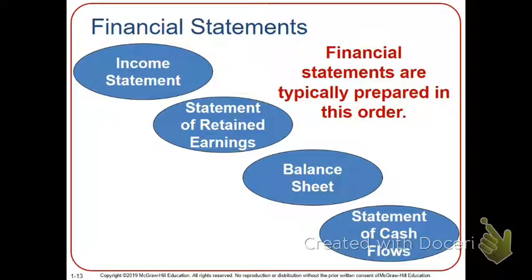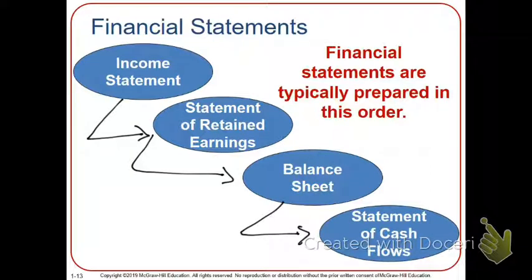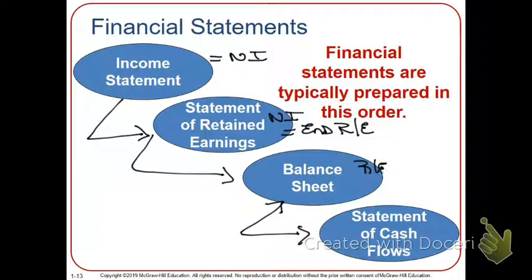All right, so we are going to do the income statement, which is followed by the statement of retained earnings, which is followed by the balance sheet, which is followed by the statement of cash flows. And there's a reason for that, and that's because each one of them has something that the other one needs. Actually, the last two could be done at the same time, because the income statement produces net income, and net income goes on the statement of retained earnings. And the statement of retained earnings gives us ending retained earnings, which goes on the balance sheet.